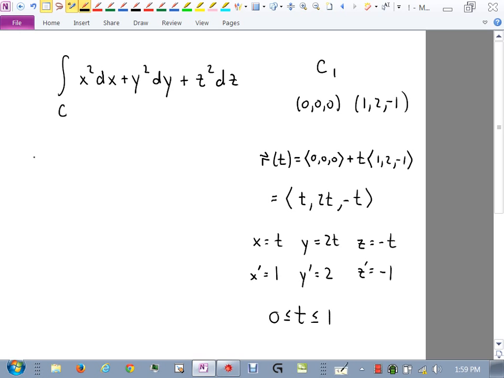All right, here we go. I'm going to write all this in one line. The line integral is going to become the integral from 0 to 1. x squared for us is t squared, dx is 1, okay, plus y squared, 2t squared, so 4t squared, and then dy, which is 2, and then plus z squared, so t squared, and then times negative 1, and then all that dt. And then you're off to the races. All right?